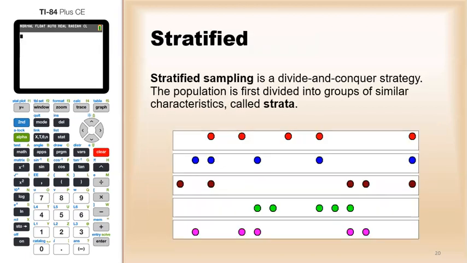Right. Stratified sampling is a divide and conquer strategy. The population is first broken up into groups of similar cases called strata. In this case, these are broken up in terms of different colors. And then we randomly sample from each group. So the idea is you break into groups and then you randomly sample from each group.